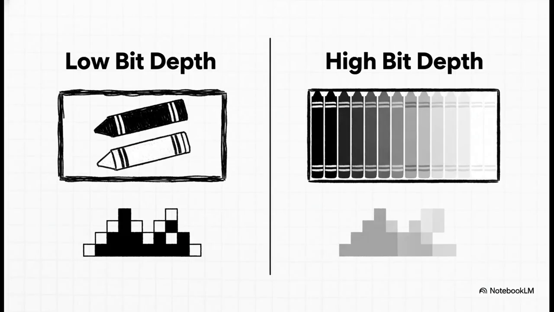So if each pixel is a tile, how much information can each tile hold? That's determined by something called bit depth. The easiest way to think about it is this. Think of bit depth as the number of crayons the computer has to color in each tile.